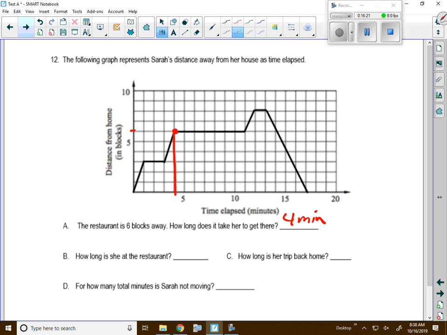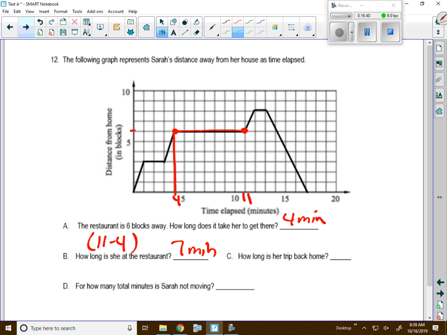How long is she at the restaurant? So right here is where she's at the restaurant. So that's from minute 11 to minute 4. 11 minus 4 is 7. Okay, so that's an easy way to think about that one.